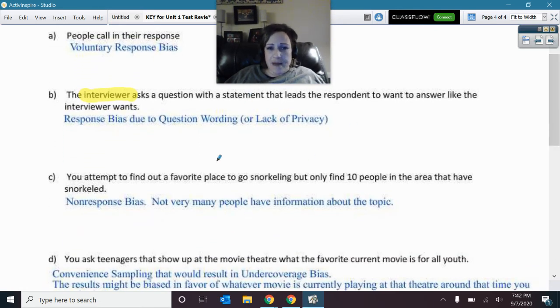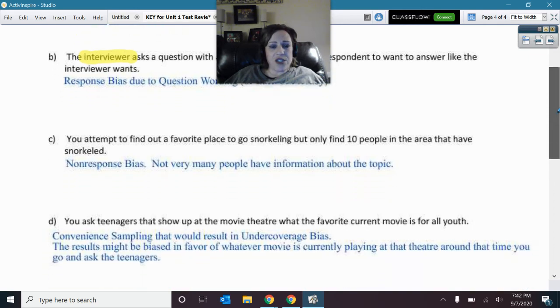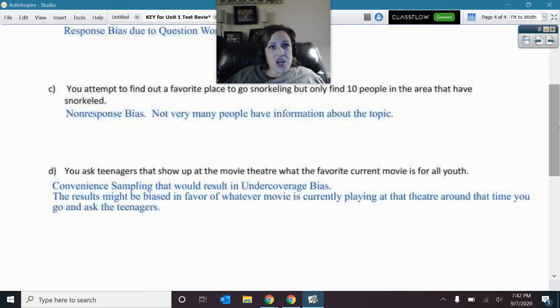You attempted to find out about your snorkeling place, but only found 10 people who had snorkeled. Well, that's nonresponse. You just don't have very much data collected to get a real representative sample of what's going on in the area.